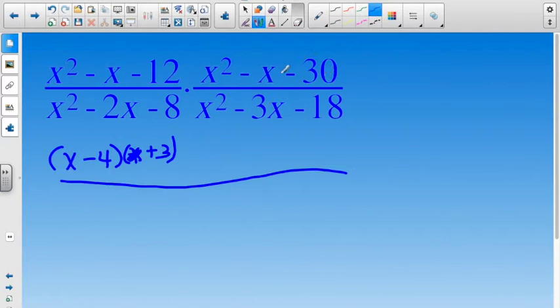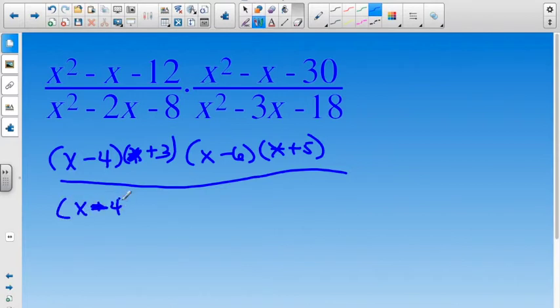That's going to be two numbers multiplied together to make negative 30 and added together to equal negative 1. So that's going to be x minus 6 times x plus 5. On the bottom, negative 8 and negative 2. So it's going to be x minus 4 times x plus 2, and this is going to be x minus 6 times x plus 3.